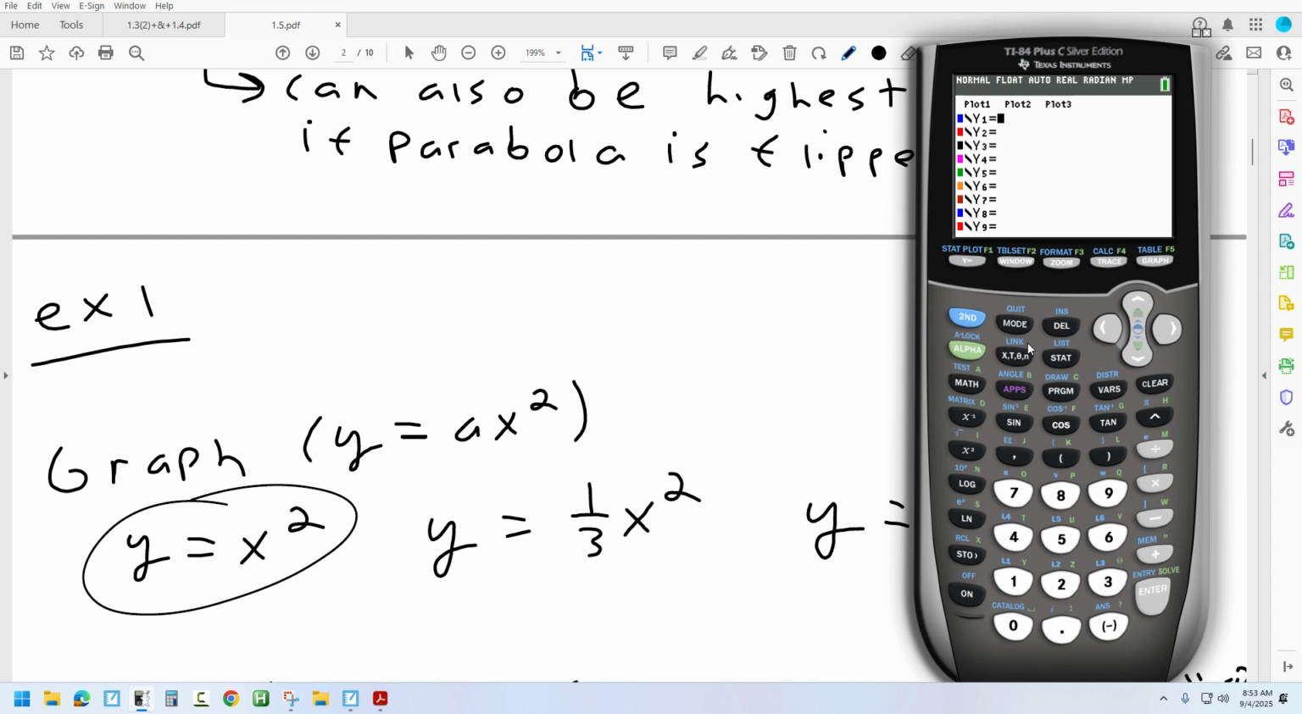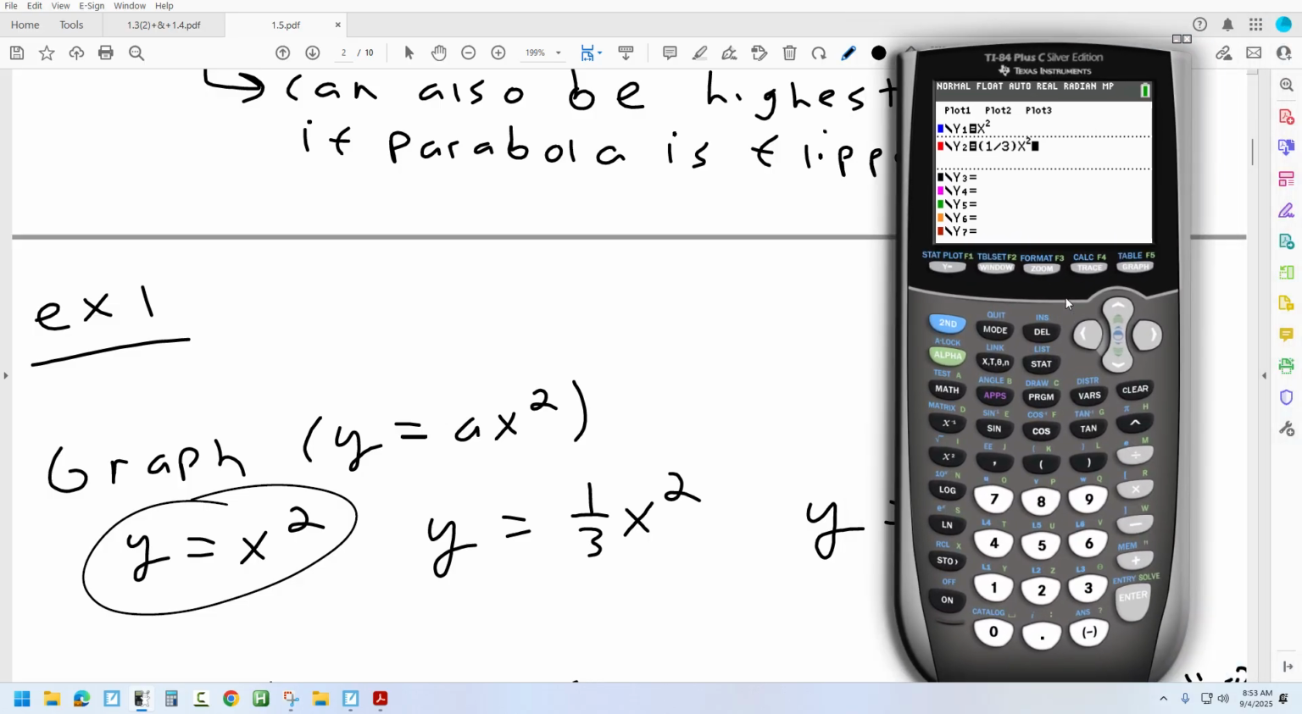Okay, so let's put in x squared. And then to do 1/3, there's a couple ways you can do it. I just do 1 divided by 3 in parentheses, just like that. There are other ways you can type that in. And 2x squared. Okay, we're going to do zoom 6 and look at all three of them. There's the parent function. There's the 1/3 x squared. And then the last one you're going to see is the 2x squared.